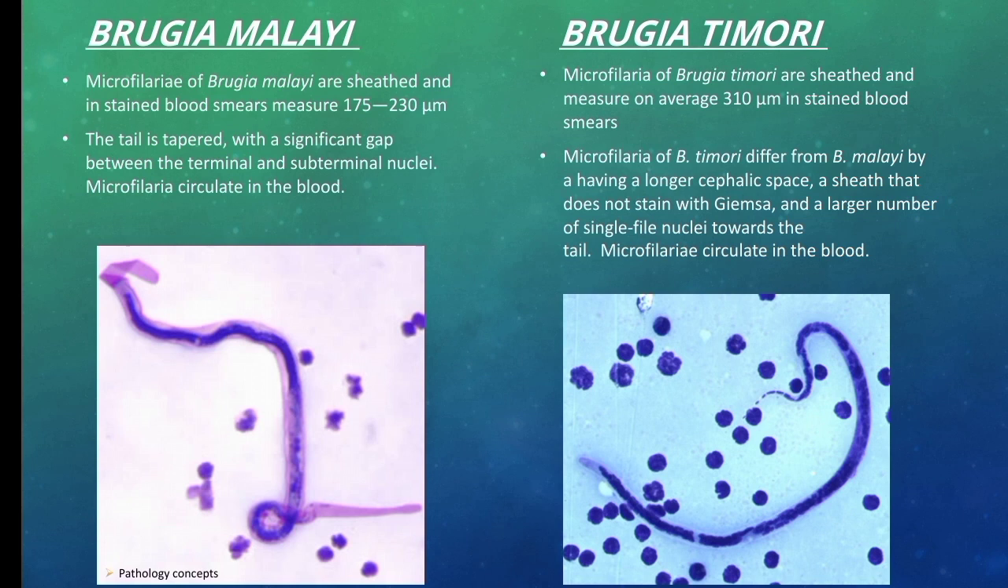Next is Brugia malayi. Microfilaria are sheathed and measure around 175 to 230 micrometers. The tail is tapered and a significant gap is present between the terminal and subterminal nuclei. Third is Brugia timori. This microfilaria is also sheathed and measures around 310 micrometers. The sheath does not stain with Giemsa, and a larger number of nuclei in a single file occupy the tail.